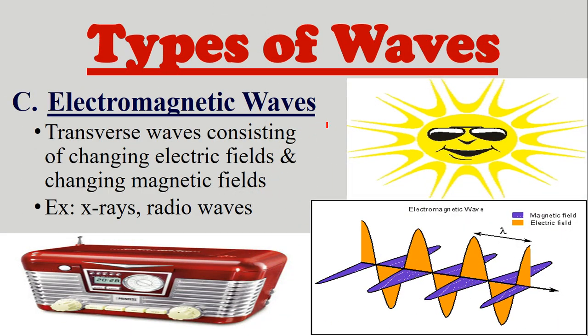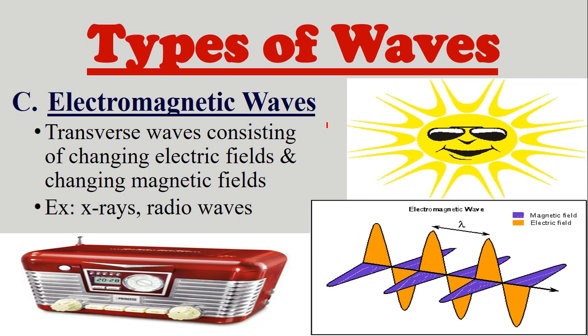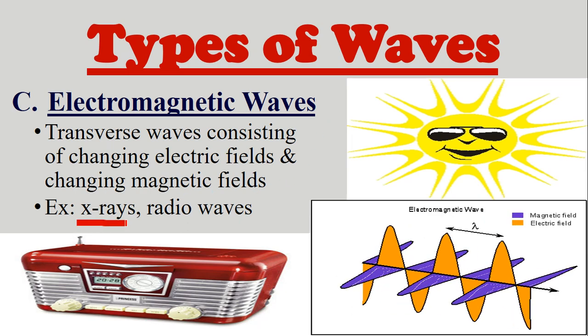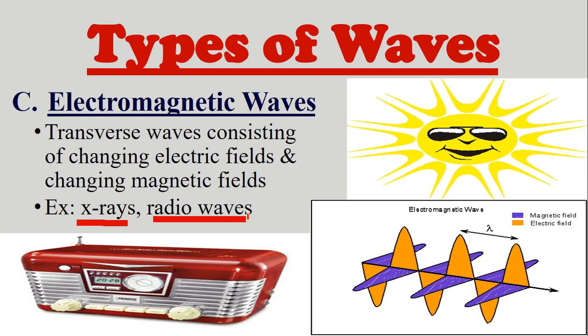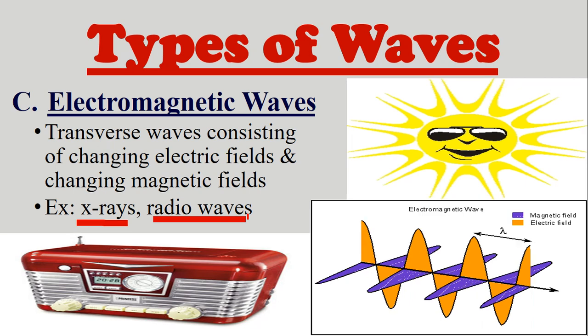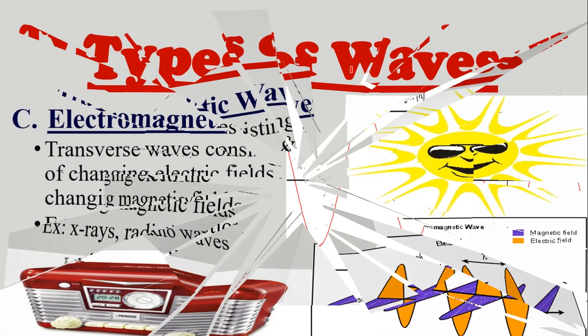And then the other one is an electromagnetic wave. These are transverse waves. We're going to talk about what that word means in a moment. That change between electric field and magnetic field. So like X-rays and radio waves are electromagnetic waves. I'm going to have a future video talking about the electromagnetic waves, the electromagnetic spectrum. Just know that they are electric and magnetic alternating fields. And the sun emits electromagnetic waves.